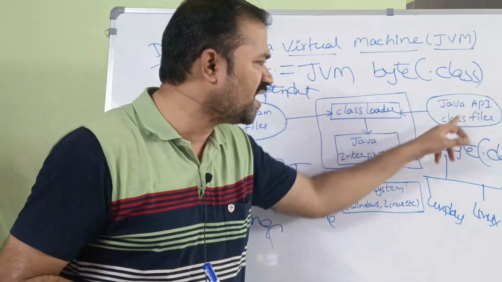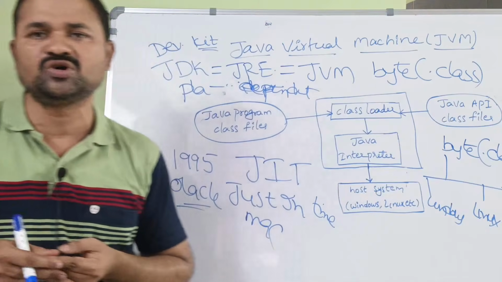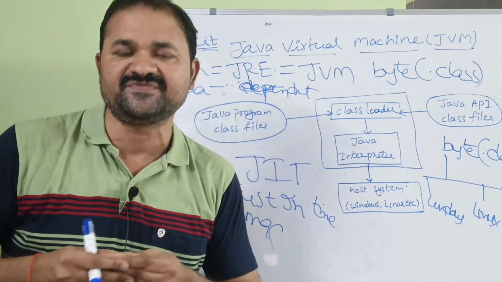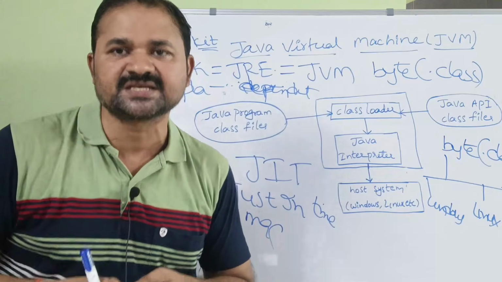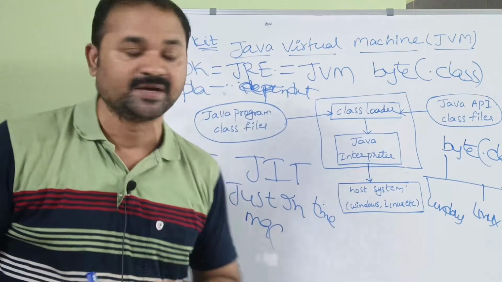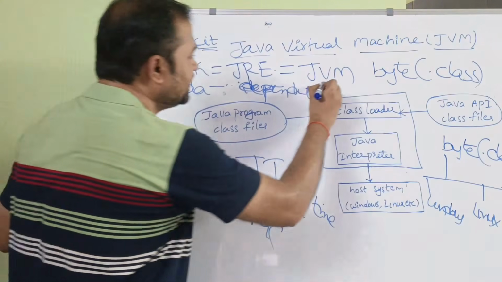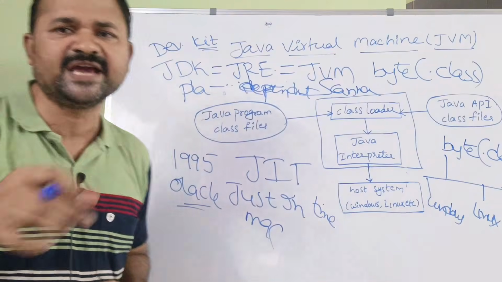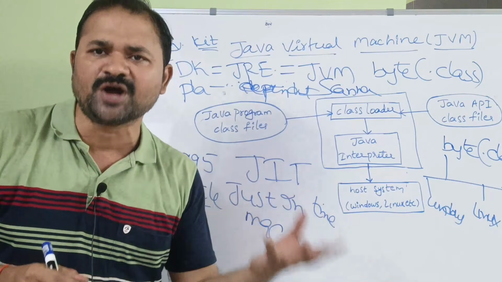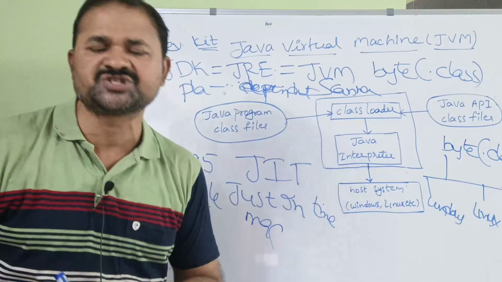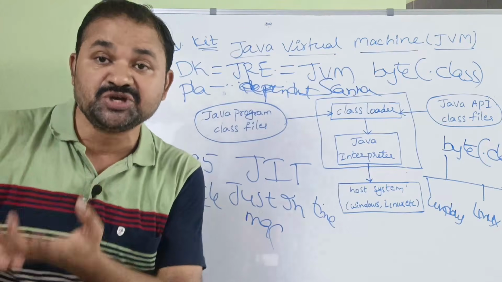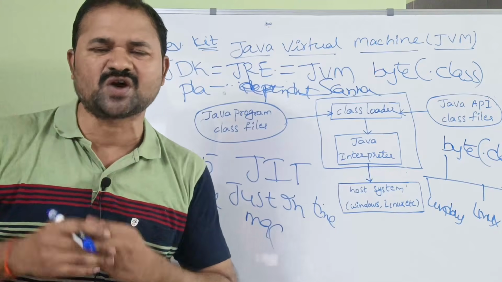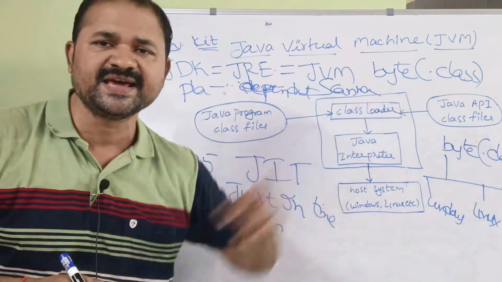Next here we have Java API class files. So we know about Java API. API stands for Application Programming Interface. Java API is a collection of classes. Here we have a class called Scanner class. This is a very important class. With the help of Java API classes, we can do input operations and output operations. If we want to work with GUI components or AWT components, we can work with all those components with the help of these Java API classes.